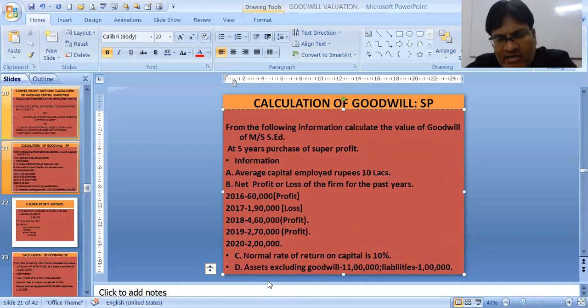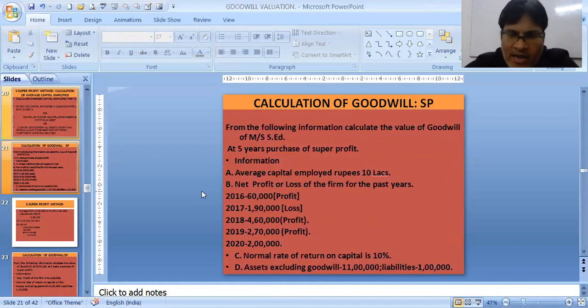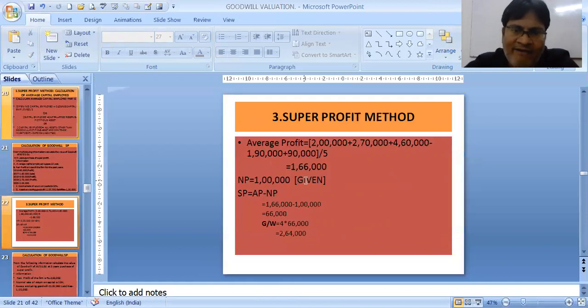One more way is given. Assets excluding goodwill are 11 lakhs and liability is 1 lakh. You see, excluding goodwill, minus outside liability 1 lakh, so again capital employed is coming 10 lakhs, though it is given over here. Either of the 2 will be given in the sum. In this sum, I have given both. Both are coming 10 lakhs only. Let's do the sum. Average profit, first of all, we have to find because actual profit is not given. Whenever I am finding average profit, I add all the 5 years and divide by 5.